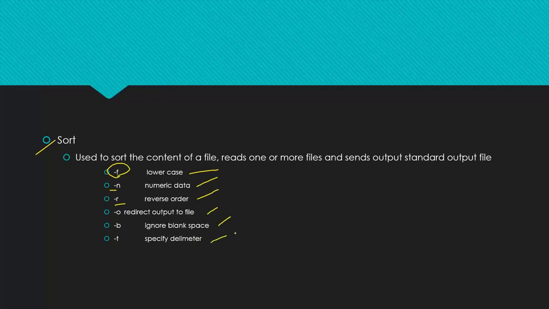And I'll be using hyphen t when you specify some delimiter. For example, when you are specifying time or that kind of content, we'll be using a colon or something for specifying the difference between hour, minute and second. Those things can be done with the help of this option called hyphen t.